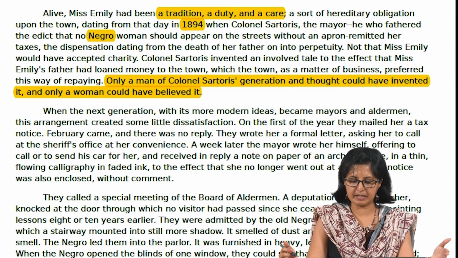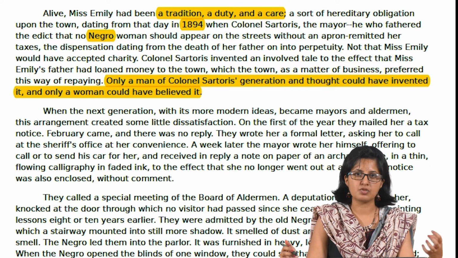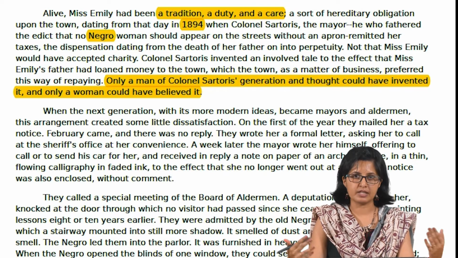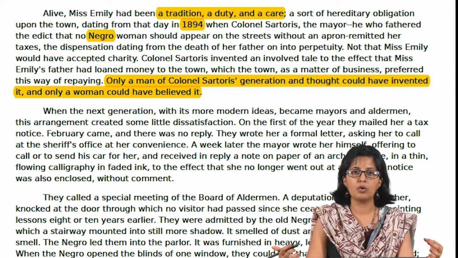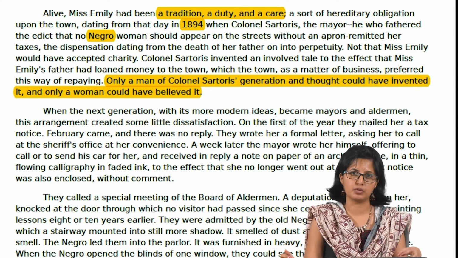He does not belong to the older generation. He belongs to the newer generation, which believes in the new order of things, the new economic order, the new socio-political order, and who believes in this historical thing which happened, the abolition of slavery, which brought about a significant change in the way things were structured in and around America. And when he says only a woman could have believed it, he is also perhaps indicating that he is not one among them.